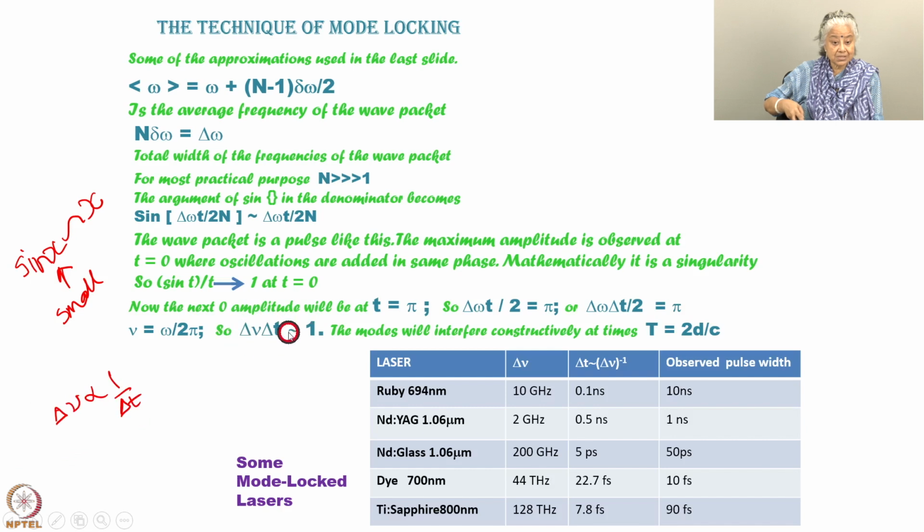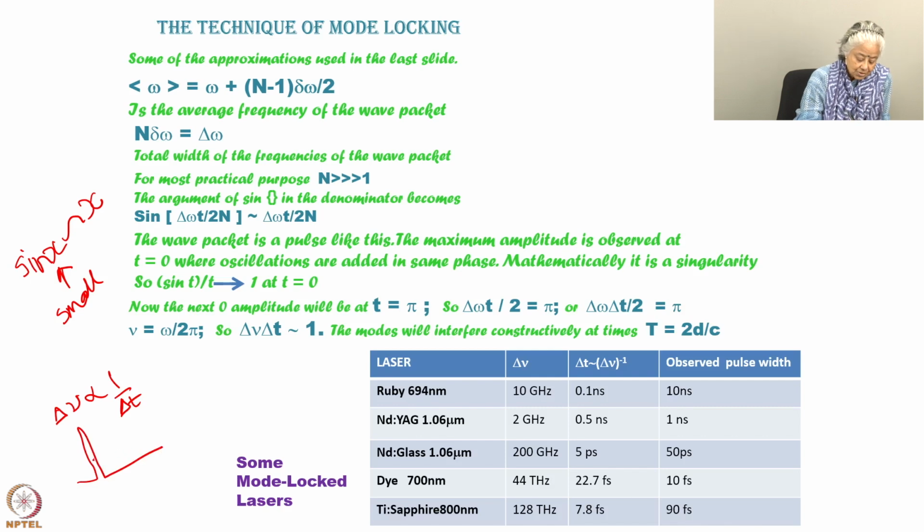This will give me my pulse duration in a mode lock pulse, and delta nu also depends on the number of modes. See here delta omega, and I have converted that delta omega to delta t. So, delta nu has something to do with the number of modes. If the number of modes is large, your delta nu becomes large and your delta t becomes very short. So, that is the idea of getting a very short pulse from a mode locked laser. You have a very sharp pulse from a mode locked laser.